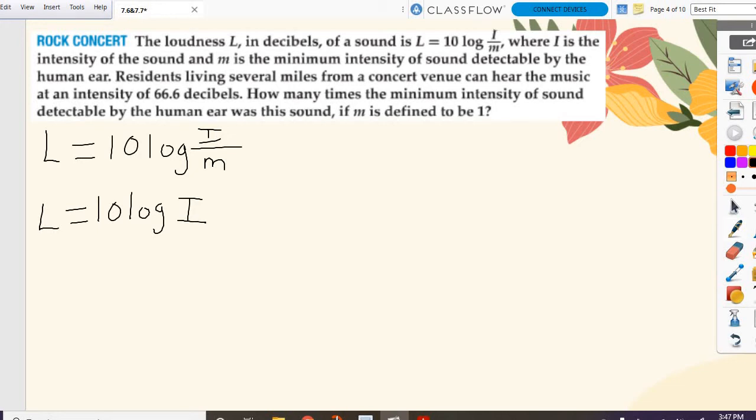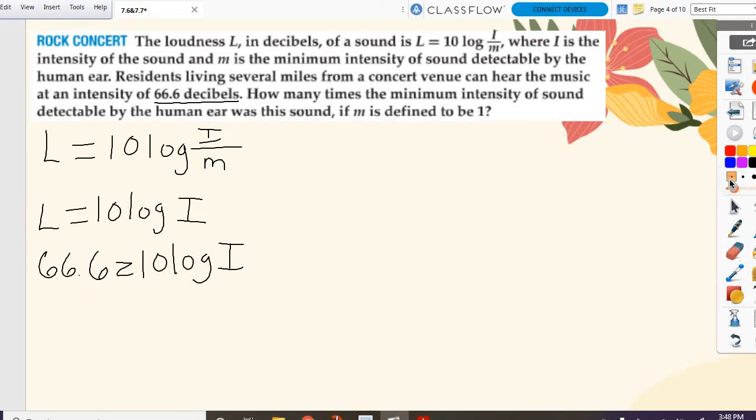It says residents living several miles from a concert venue can hear the music at an intensity of 66.6 decibels. Now, I don't really like the way that they word this problem because they say can hear the music at an intensity. That's a little bit confusing because we defined I to be intensity. But the key here is notice that they say 66.6 decibels, and they told us that the L is what's in decibels. So we know that the L is what's going to be 66.6, and so that's what we're going to plug in there. Again, solving for our intensity or our I.